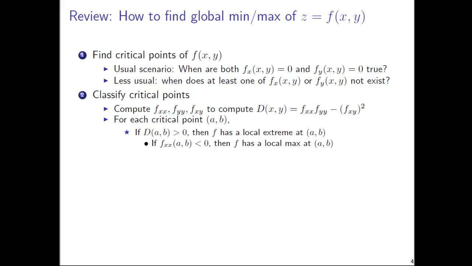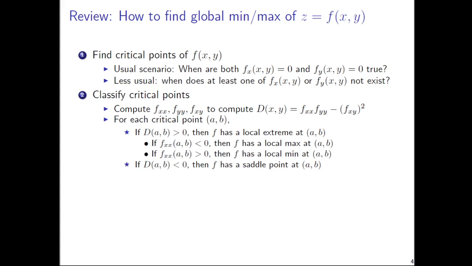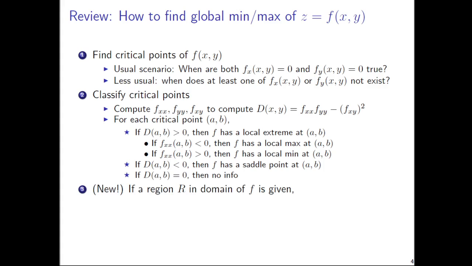And then we ask what kind of local extreme? Well, if f sub xx at that point (a, b) is negative, then f has a local max. If f sub xx is positive, then f has a local min. If the discriminant at that point is negative instead of positive, then f has a saddle point, and if the discriminant is 0, then you get no information.